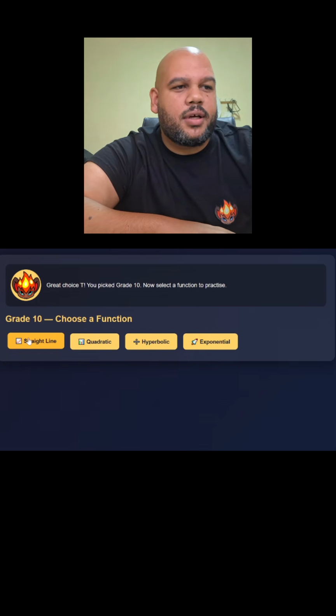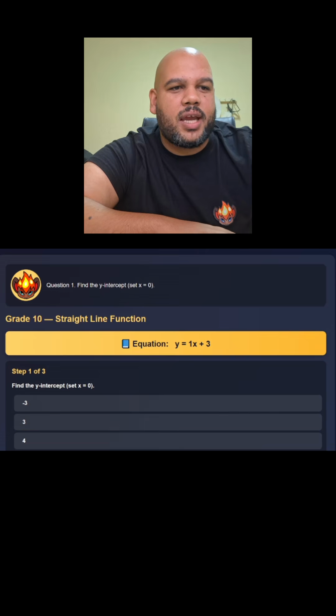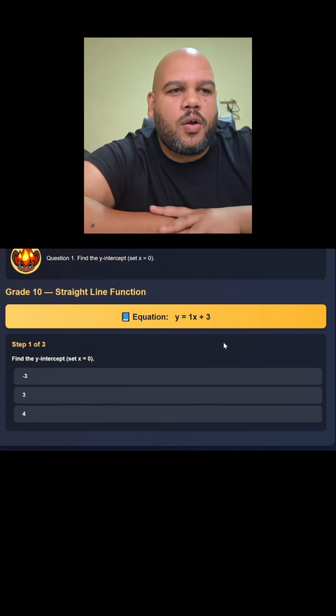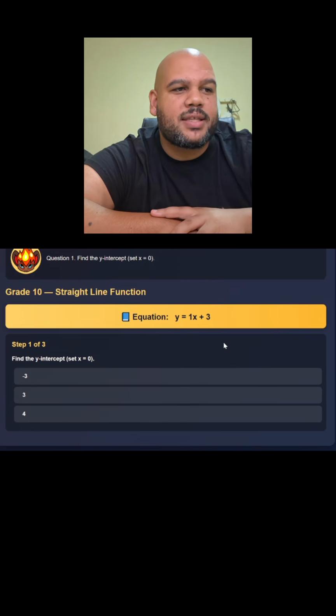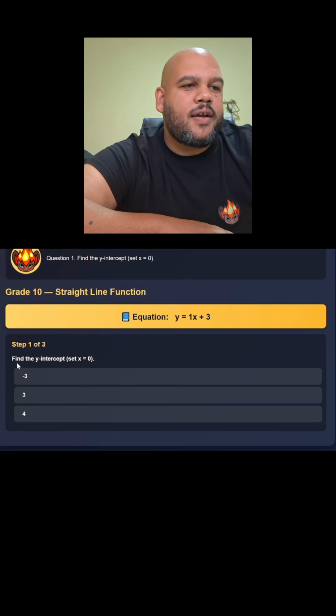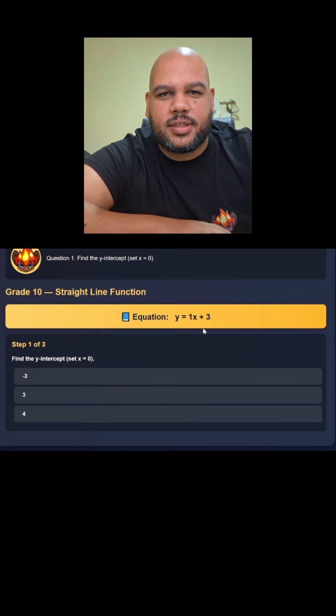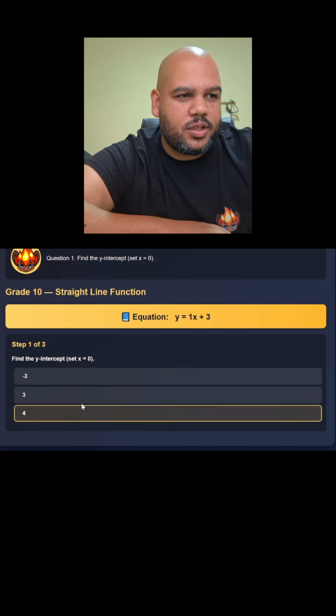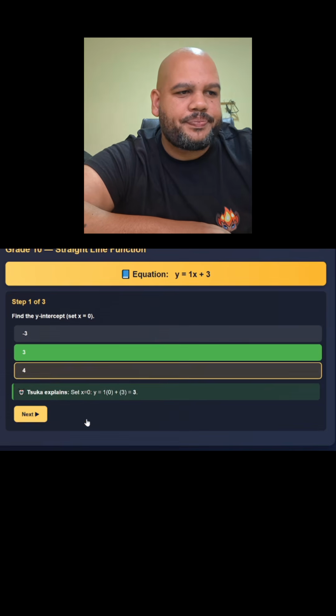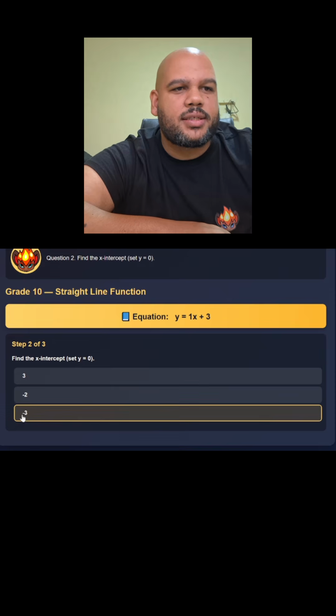Okay, so firstly we have our function over there, y is equal to 1x plus 3, and they ask us to find the y-intercept. So the y-intercept is always going to be the constant in the equation. So that's going to be 3. Okay. So we can go next.